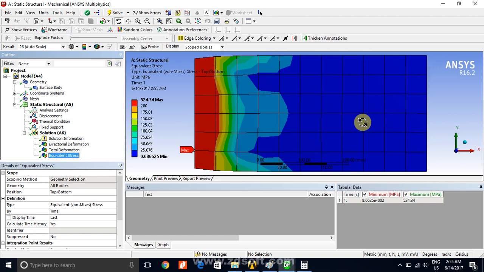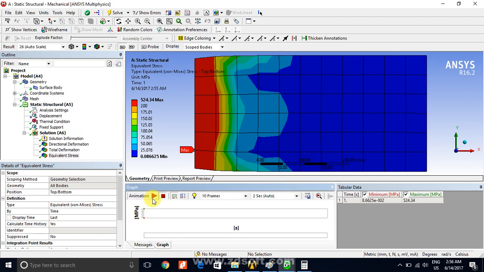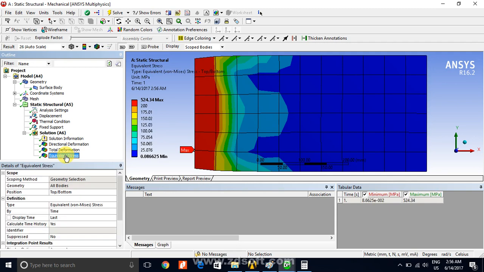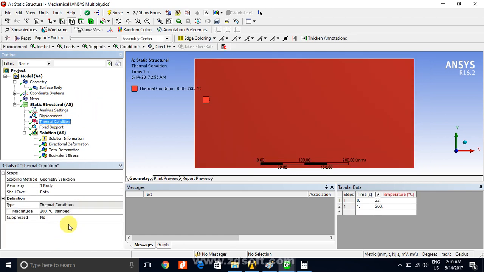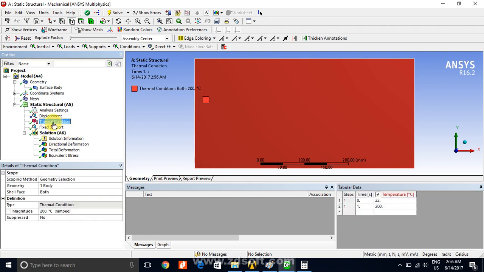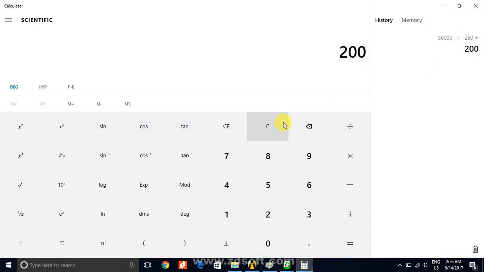What is that value? You know that this would be the thermal stress, and thermal stress is actually epsilon equals alpha delta T, multiplied by E. The alpha for this material, steel, is 1.2 into 10 to the power minus 5 per degree Celsius, and T we have given, that is 200. Environment temperature is 22. And E value is 2 into 10 to the power 5. So what should be the thermal stress?